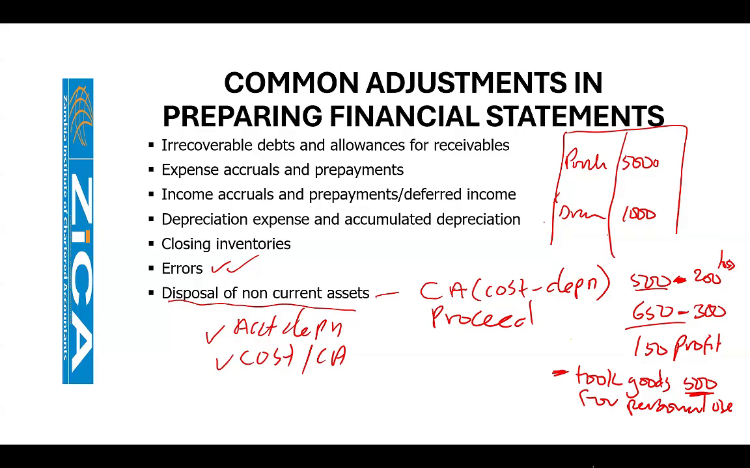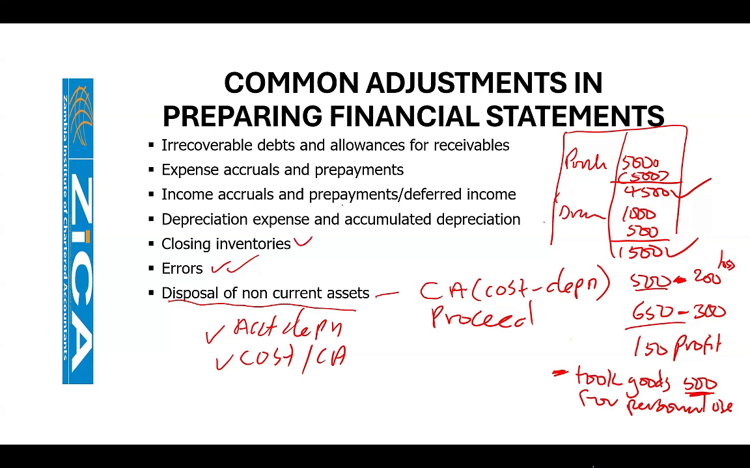So any goods taken by the owner for personal use are supposed to be subtracted from purchases, meaning you credit purchases as part of the double entry to make a correction. And then you debit drawings, you come and increase your drawings. And these are the figures you are going to use when preparing your statement of profit or loss, for purchases and drawings. So usually one error will be thrown into the adjustments for preparing financial statements.